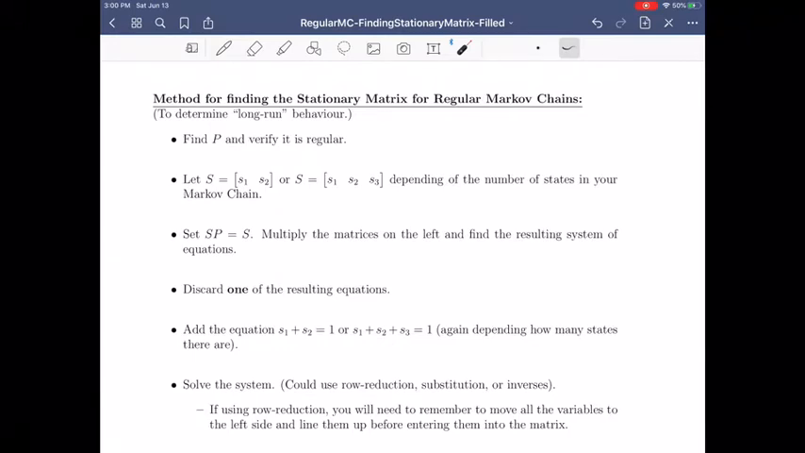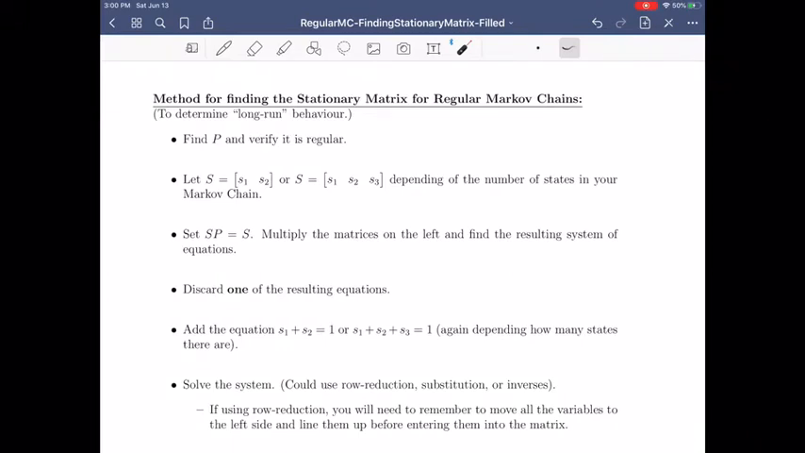Okay, so for regular Markov chains, we know that we can predict this behavior. So if you're looking for long-term behavior, you want to find your transition matrix, and make sure that it's regular. Often they're going to be all positive, but if it's not, you're going to have to check that it's regular. Then, because it's regular, it definitely is going to have a stationary matrix.